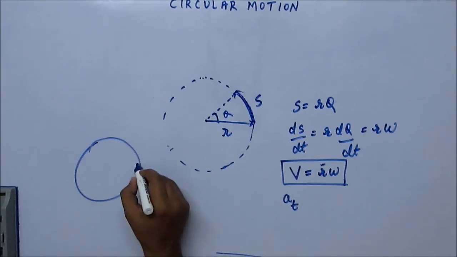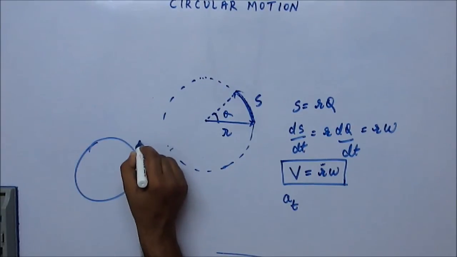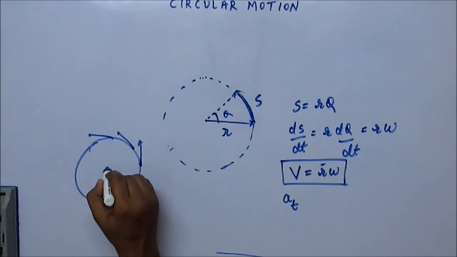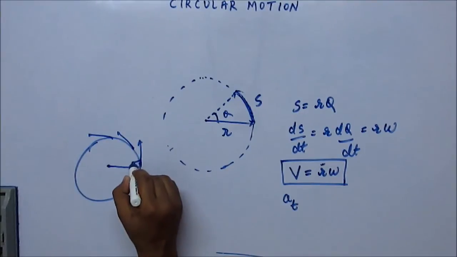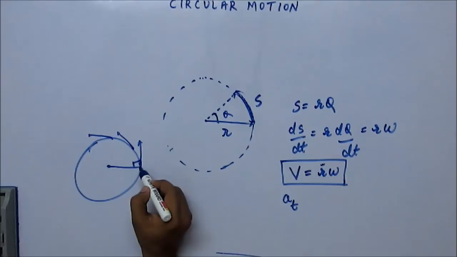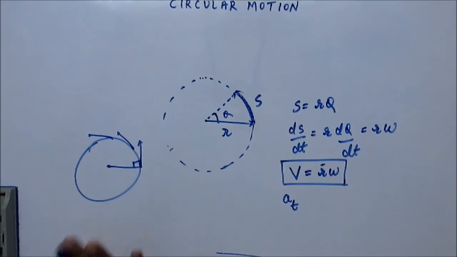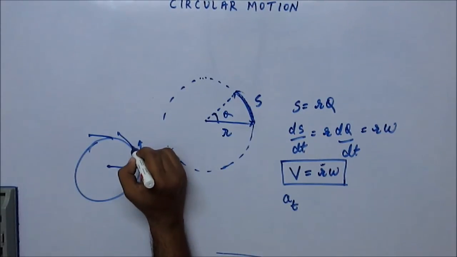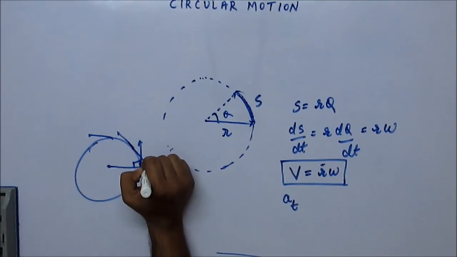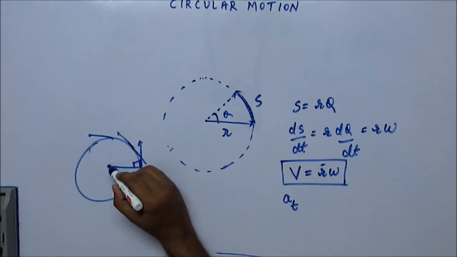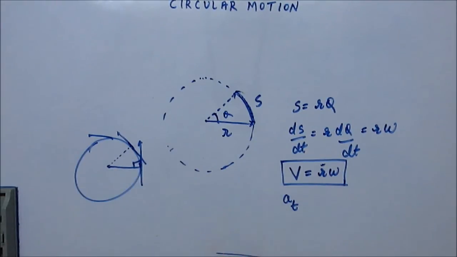Now, when a particle is moving along the circumference, the direction keeps on changing, and the velocity is always tangential, and tangents are always perpendicular to the radius. So when a particle is at this point and it is undergoing a circular motion, then at this point the velocity is towards the tangent. At this point again the velocity is towards the tangent. It has to be, if you remember the constraint motion that we studied and the definition of circular motion.